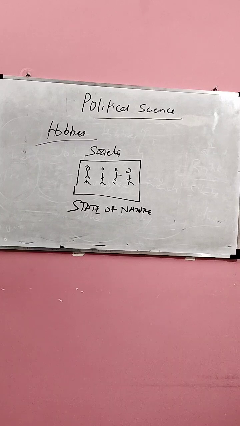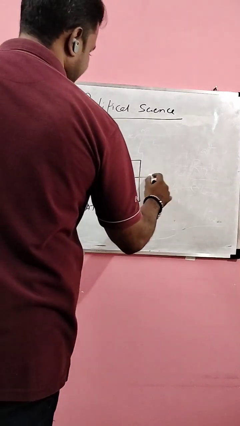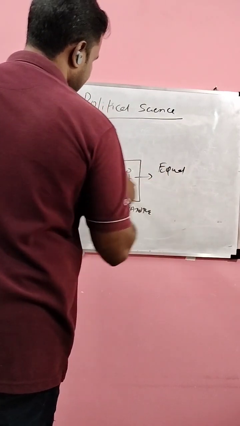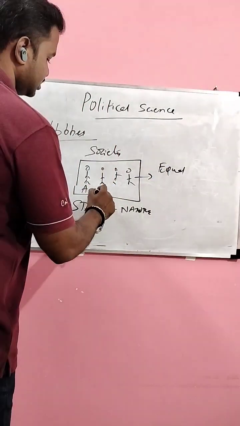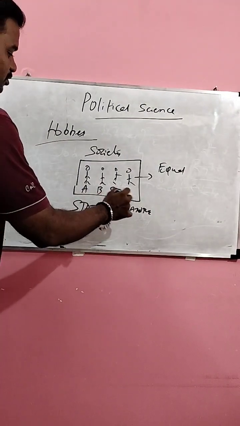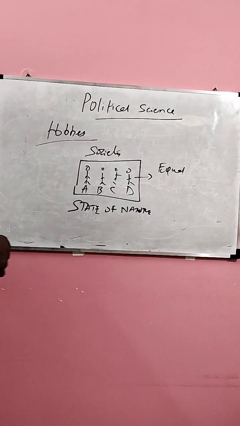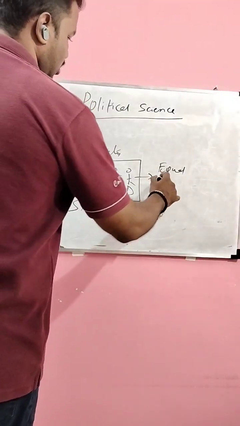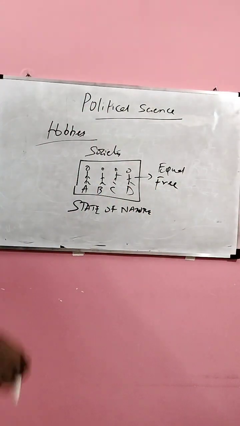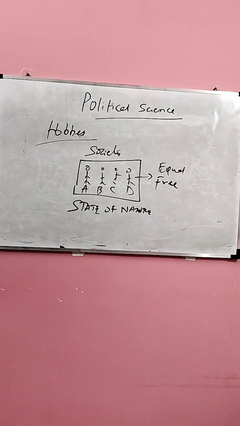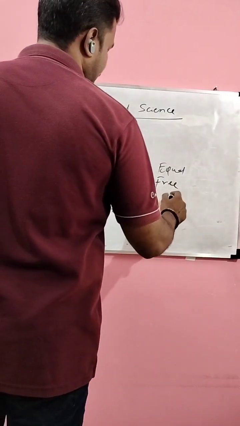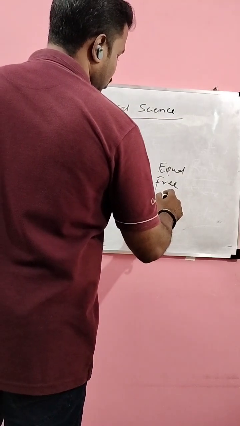In the state of nature, the individuals living are equal to each other. Man A is equal to man B, is equal to C, man C is equal to D. A, B, C, D are equal to each other. They are also free. At the same time, they have the ability to enforce power.